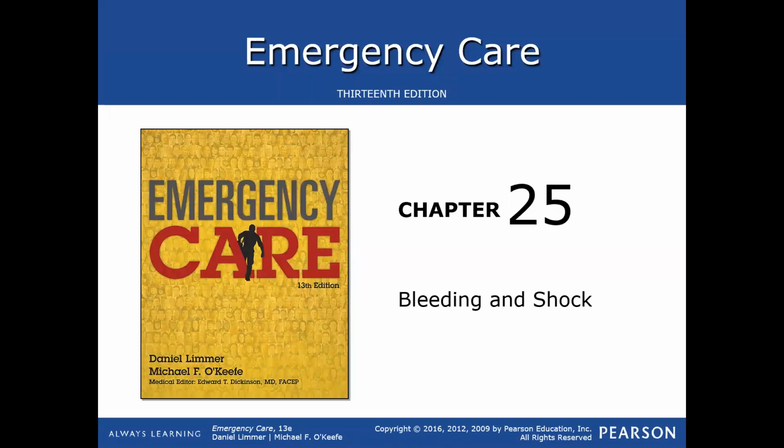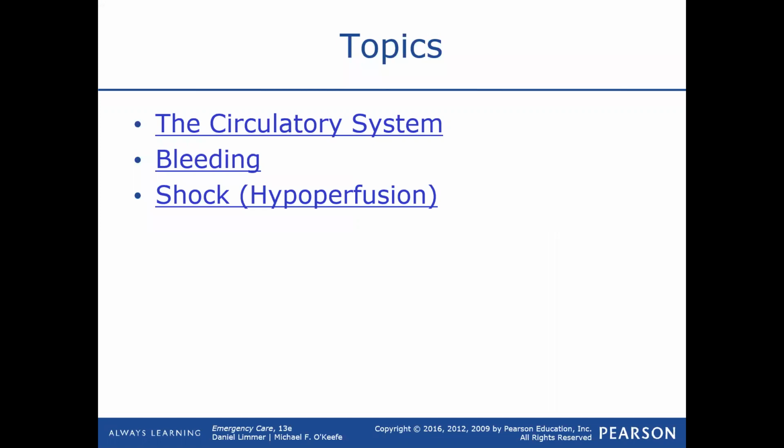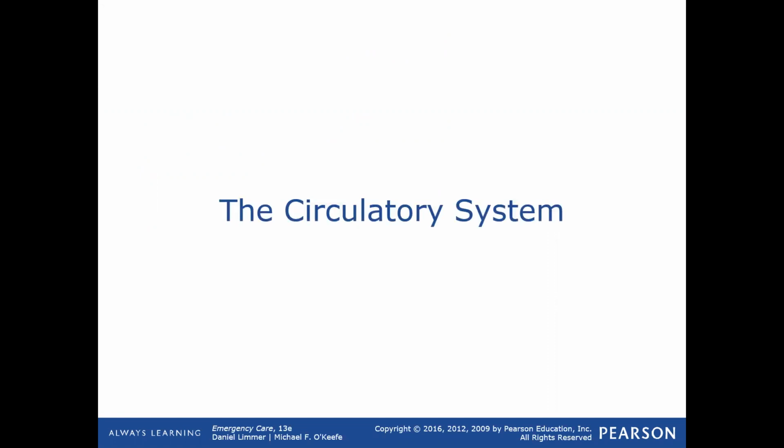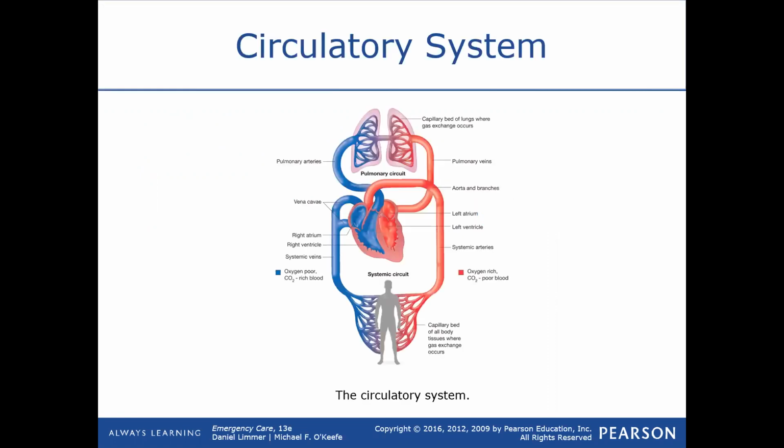Chapter 25, Bleeding and Shock. We are going to talk a little bit about the circulatory system, different types of bleeding we might see, and we're going to touch again on shock, hypoperfusion. All right, starting with the circulatory system.